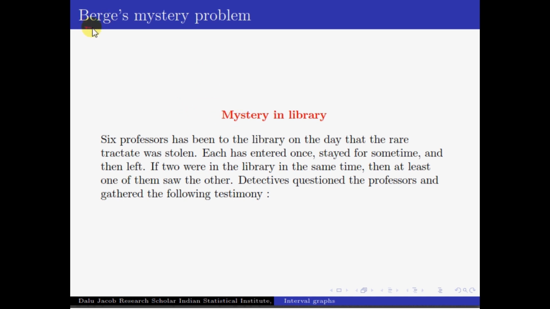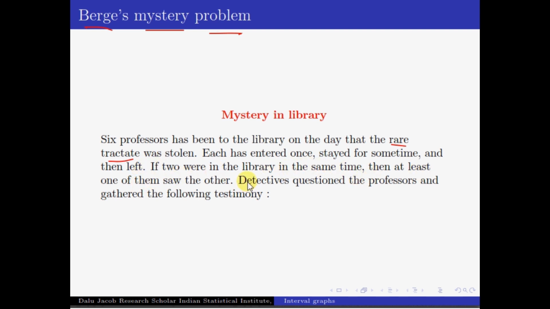It's actually a mystery incident that happened in a library. So let us see what happened. Six professors were in the library on the day that the rare tractate was stolen. This rare tractate is a rare dissertation textbook that was in the library. Each has entered once, stayed for some time, and then left. If two were in the library at the same time, then at least one of them saw the other. This is the fact that we know.